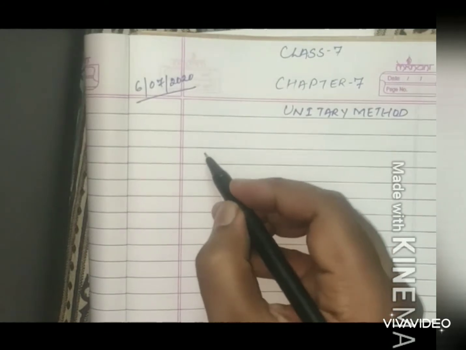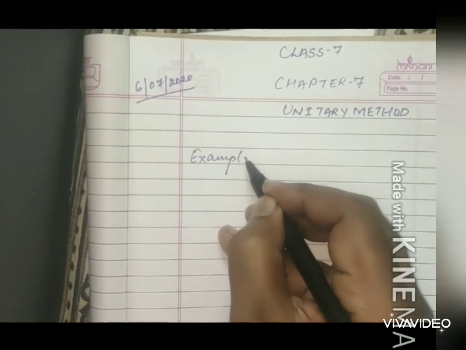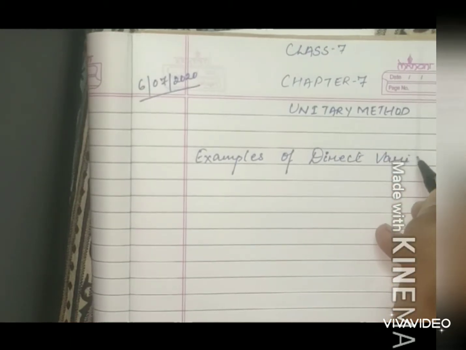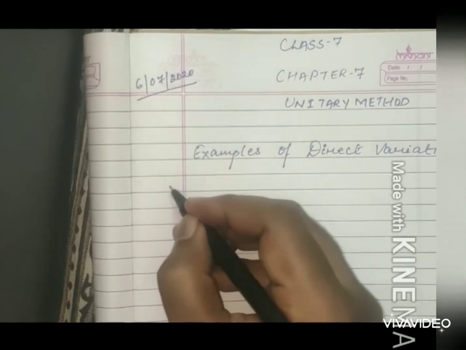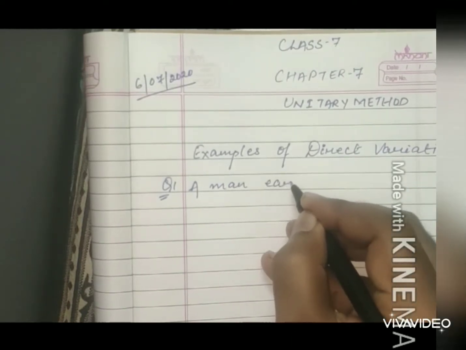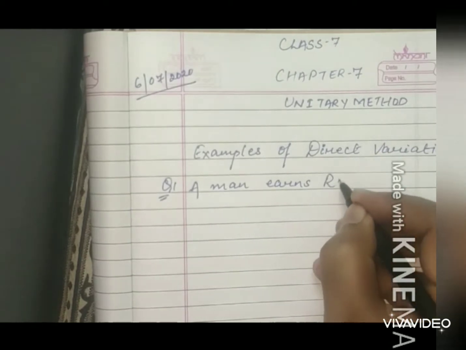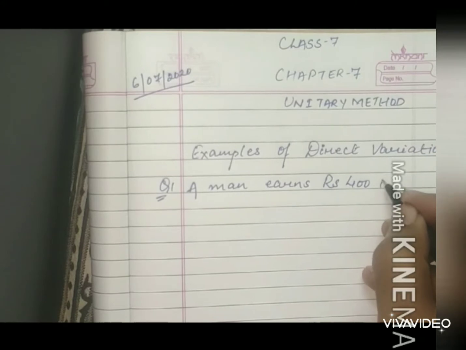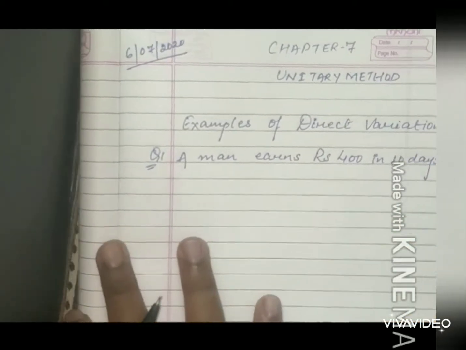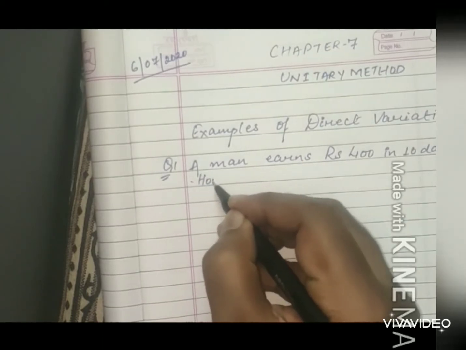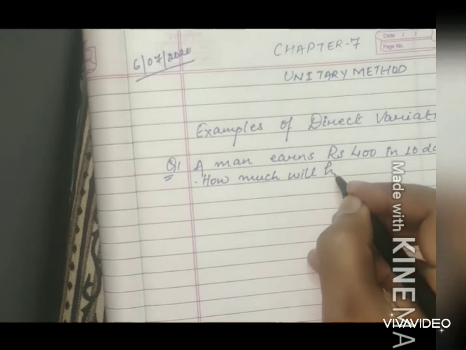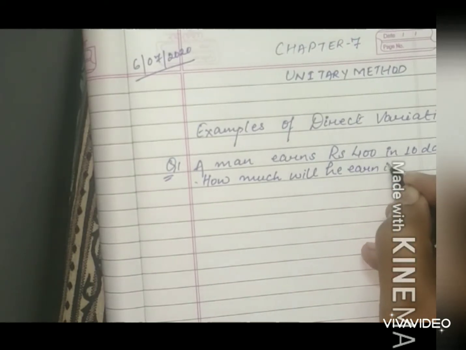Okay, so examples of direct variation. The question is, a man earns rupees 400 in 10 days. How much will he earn in 28 days?